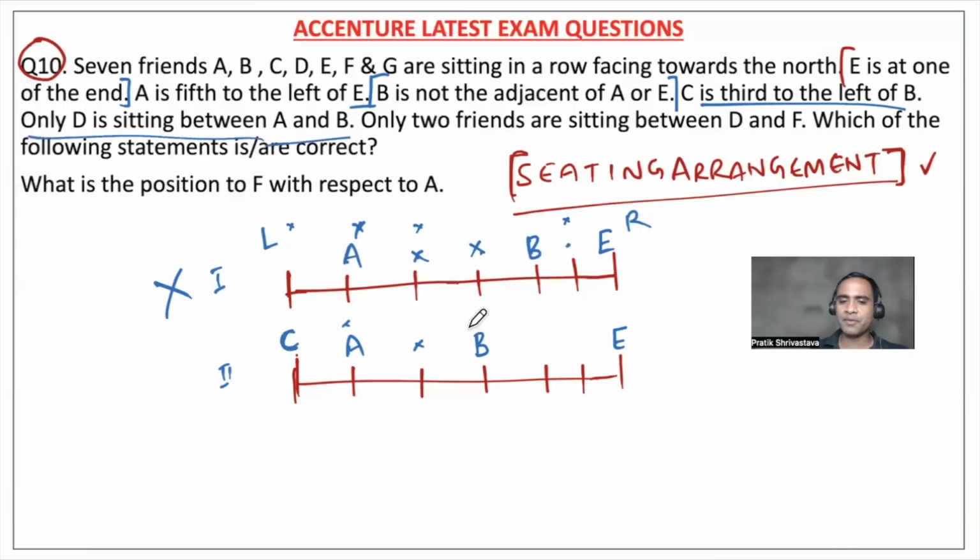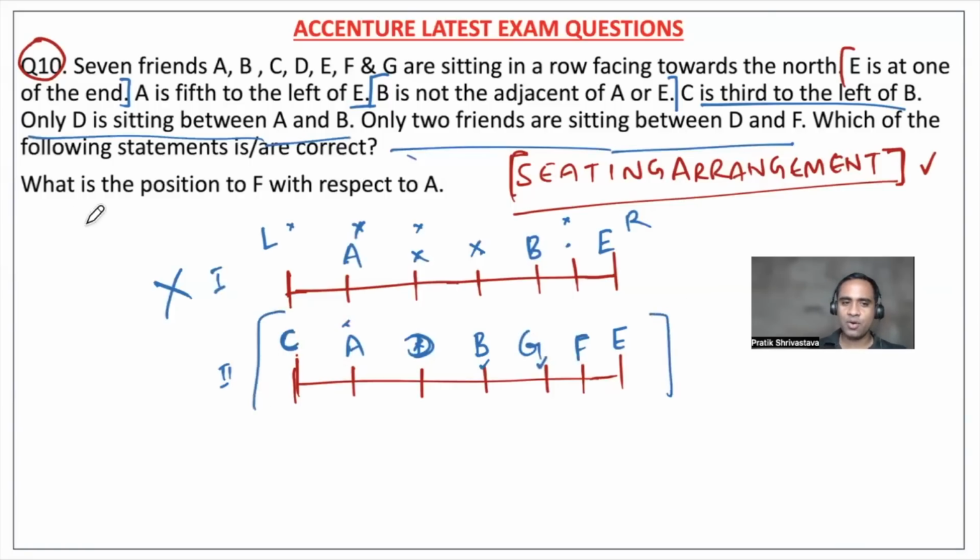Only D is sitting between A and B. So in between A and B, only D is sitting. Only 2 friends are sitting between D and F. So first friend and second friend. So in between D and F, 2 are sitting. So who is remaining? A, B, C, D, E, F, G is remaining.